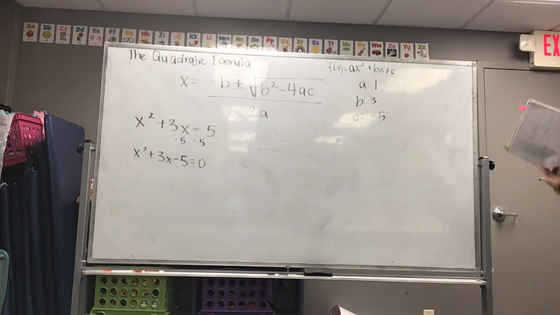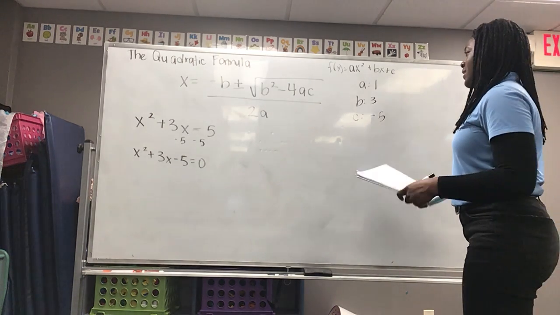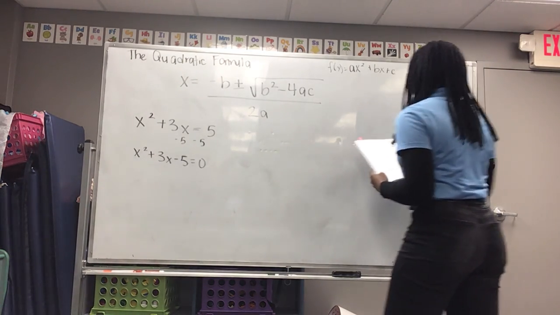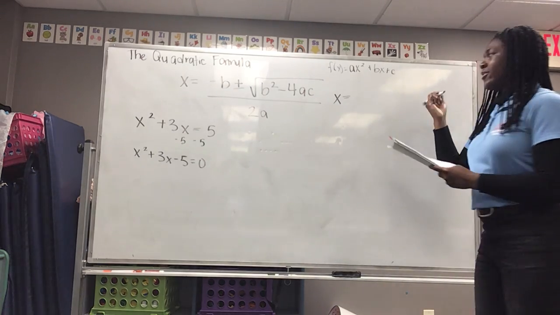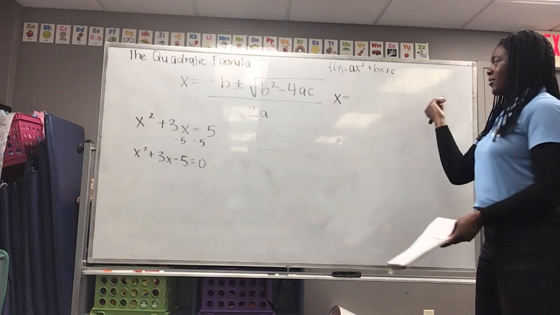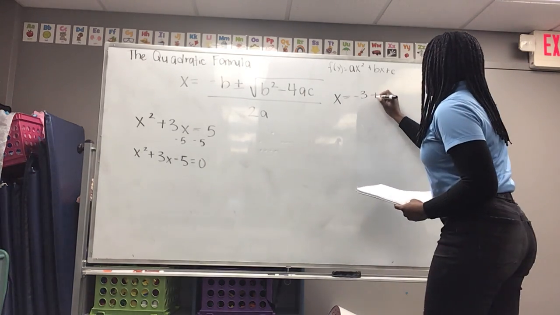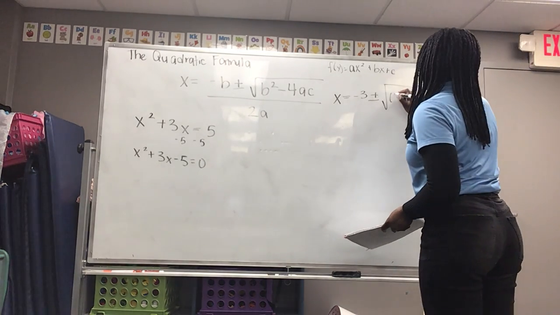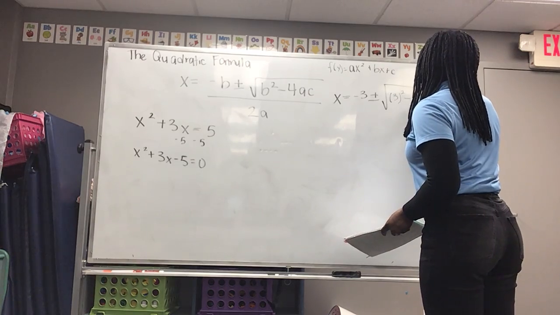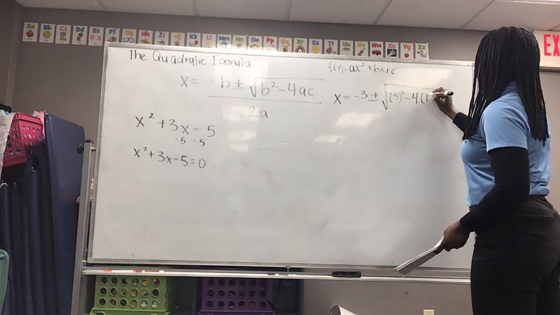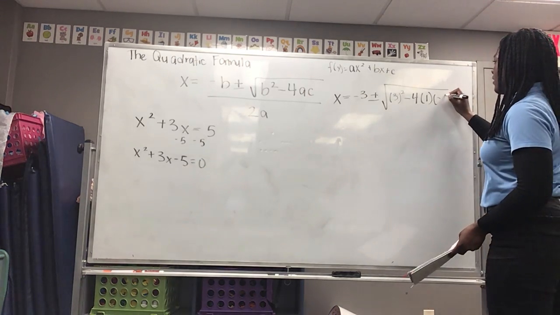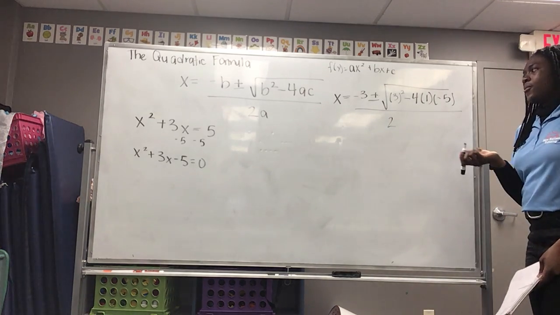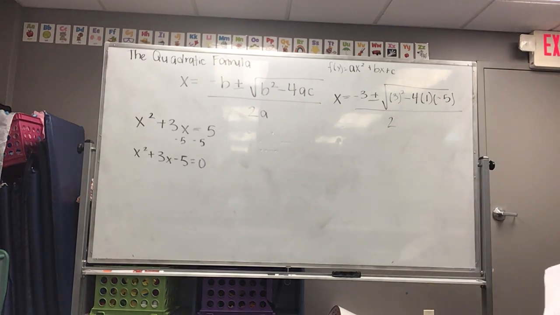Okay, now that we know all that, we're just going to plug it into our quadratic formula. I'm just going to erase this so I have more room. So I'm going to write x equals, okay, so first is negative b. Well, b was 3, so that's going to be negative 3 plus or minus the square root of b squared. So b was 3, so I'm going to put 3 in parentheses and then square that, minus 4 times a, which is 1, times c, which was negative 5. And then we're not done yet because you have to divide it by 2 times a. And a was 1, so 2 times 1 is 2.